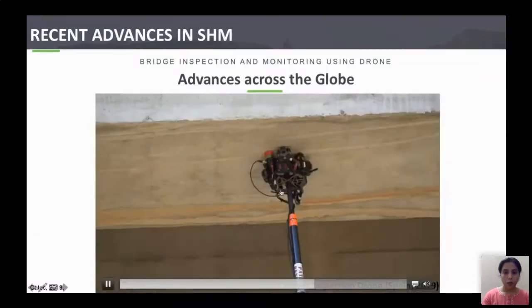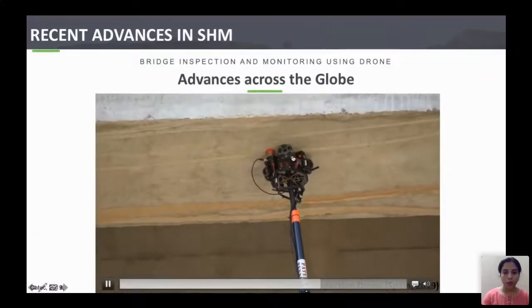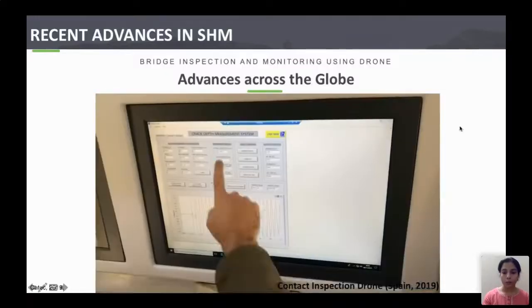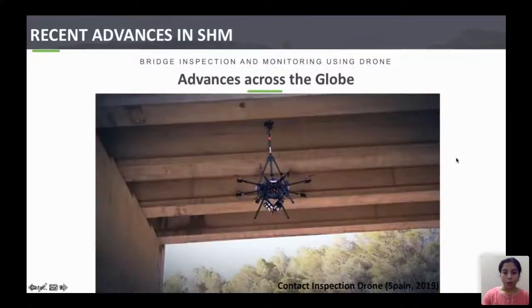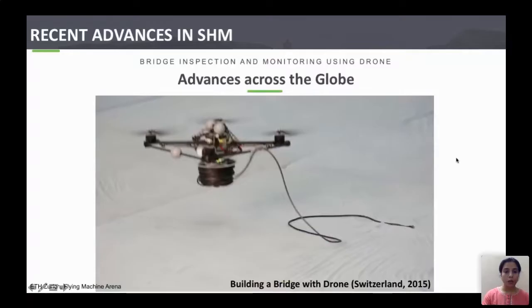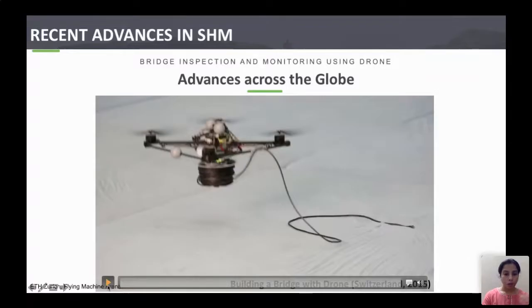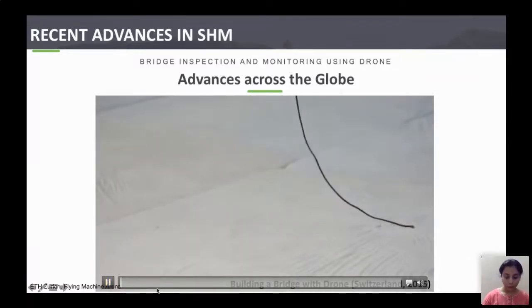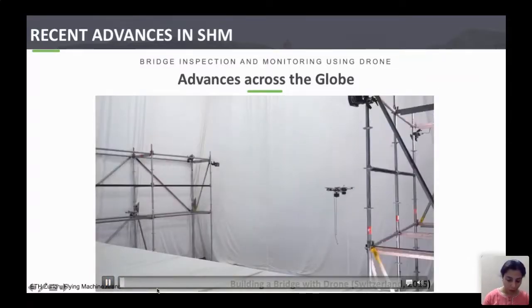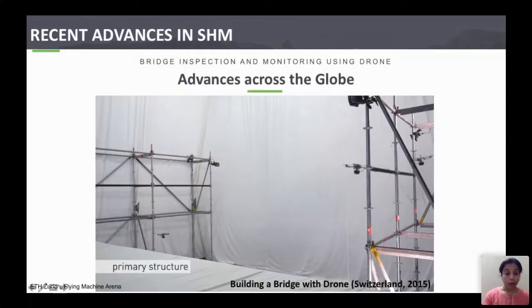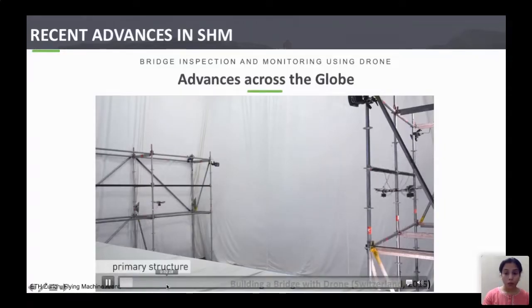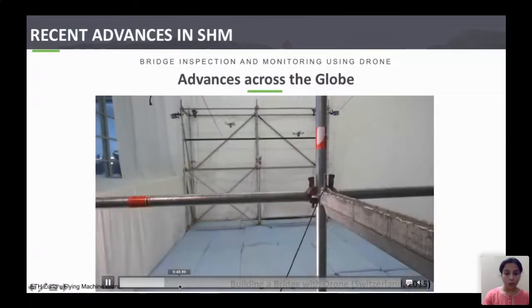This way the drone will apply pressure and take the UPV readings. Okay. So next, this is a drone which is used to build a rope bridge. This is a work done by ETH Zurich. So I'll also play this video very quickly because we have already covered 1 hour, I guess. So in this way, I'll move it quickly.